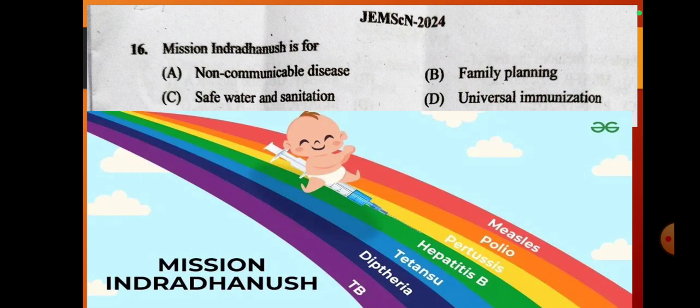Next, Mission Indradhanush is for. Option A, non-communicable disease. Option B, family planning. Option C, safe water and sanitation. Option D, universal immunization. Mission Indradhanush is to prevent 7 diseases, that is measles, polio, pertussis, hepatitis B, tetanus, diphtheria, TB.